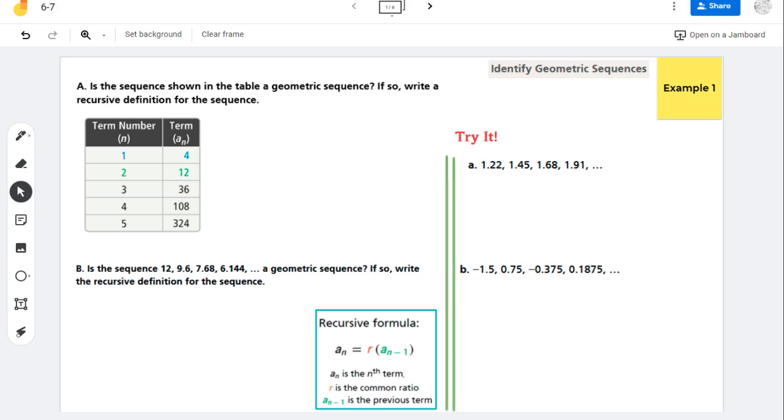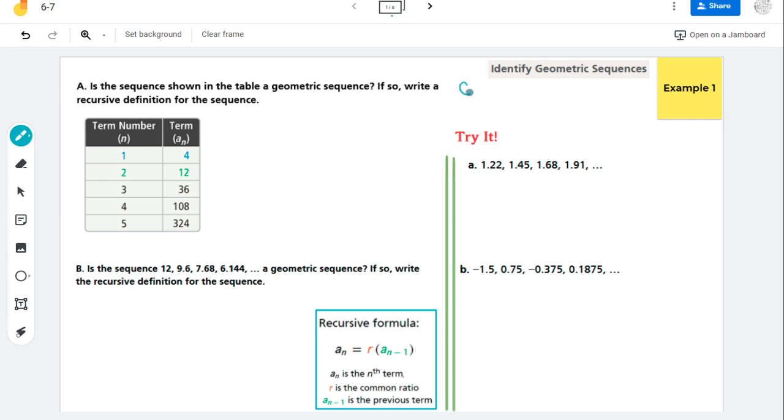In today's video, I'm covering example 1 from section 6-7 in the SavvasRealize Algebra 2 textbook. The goal of today's video is to identify geometric sequences. So first I'm going to start with the definition.